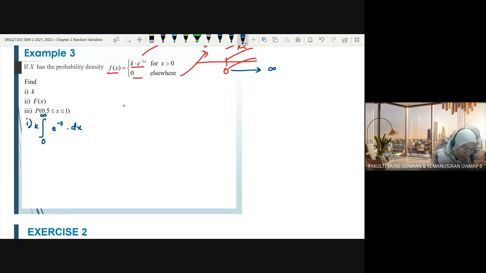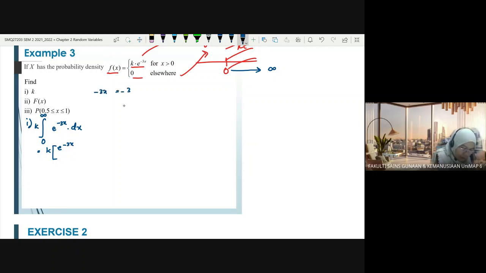So we solve for this one. Integrate e to the power of negative 3x. You will get e to the power of negative 3x, divided by negative 3.